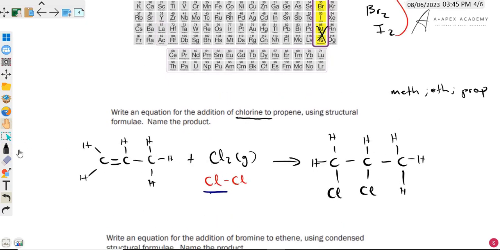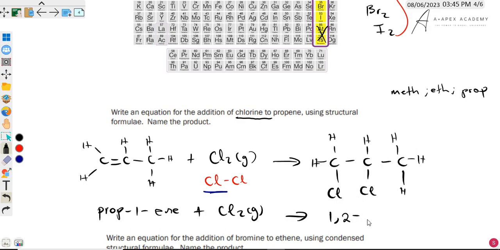Now let us go ahead and name that. Originally we had a propene, or you can name it prop-1-ene, so that you represent the position of the double bond. Plus we added chlorine gas without any catalyst. Then what did we end up with? We ended up with something of that nature, which is a haloalkane. Now we have 1, 2. You see the position of the first chlorine atom is at carbon number 1, the second one at carbon number 2, right? Which is dichloro, what? Propane. So we have 1,2-dichloropropane. That's the product we get from that.